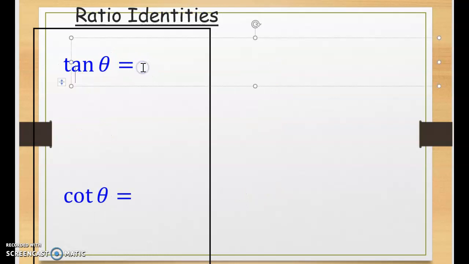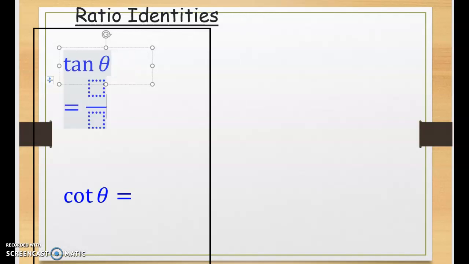Okay, let's talk about the ratio identity. So what does that mean? That means tangent theta can be rewritten as a ratio of something. And what can tangent theta be rewritten as, people? You guys should be answering on this. It should be written as sine theta over cosine theta, which we've seen in the unit circle.